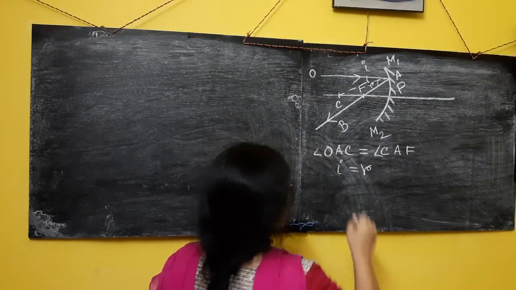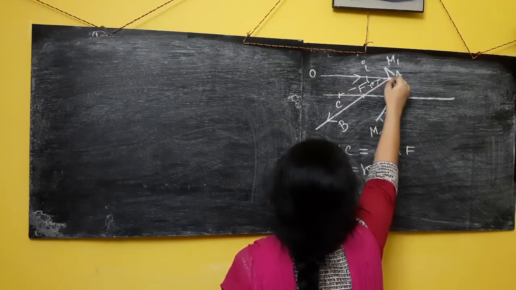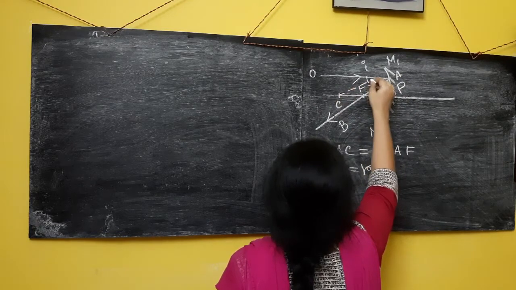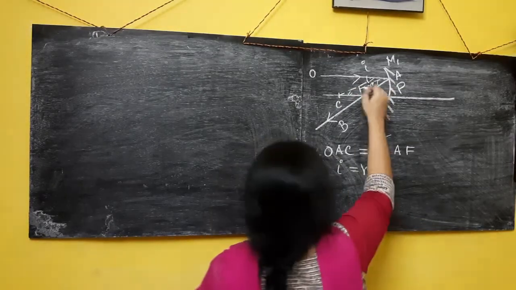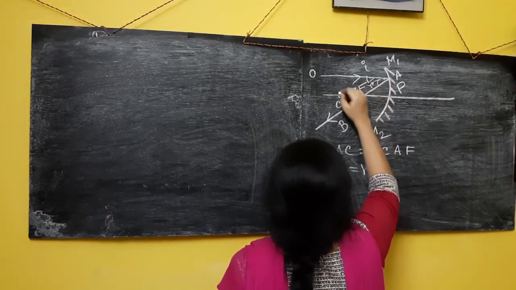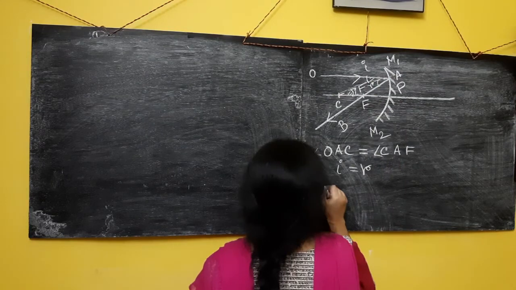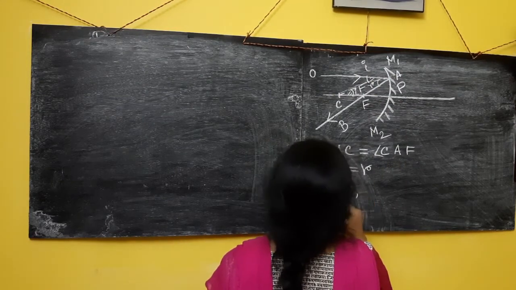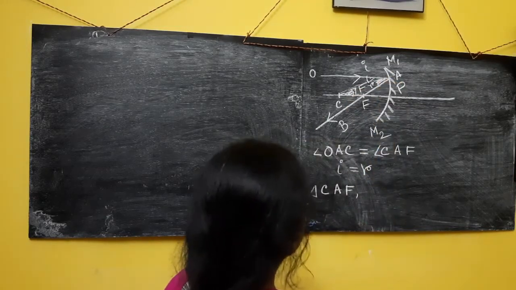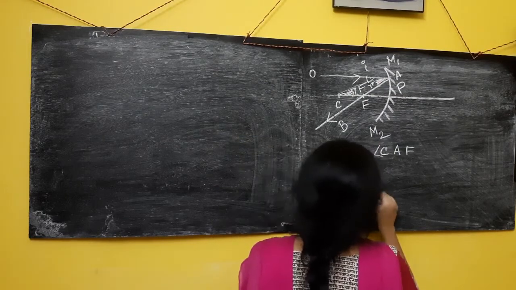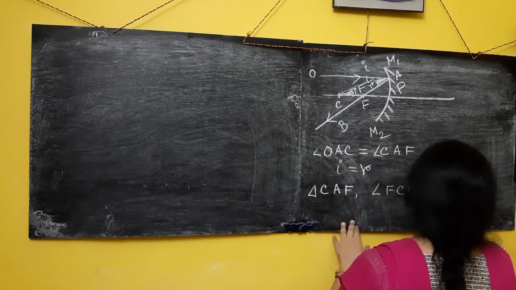Done. Now see, this is a line, and this is a line. Both are parallel to each other, and this is the intersecting line. Means if these are parallel lines, this angle should equal this angle. They are alternate angles. So this I should equal this I. So if I consider this whole triangle CAF, this angle is equal to this angle. So from triangle CAF, angle ACA equals angle CAF.